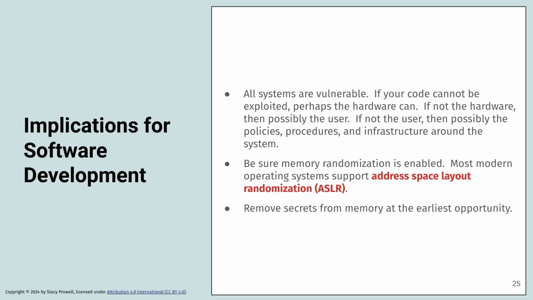Be sure memory randomization is enabled. Most modern operating systems support address space layout randomization, or ASLR. Lots of good reasons to do that, from preventing ROP gadgets to protecting against this kind of attack, etc. And remove secrets from memory at the earliest opportunity. Always do that.